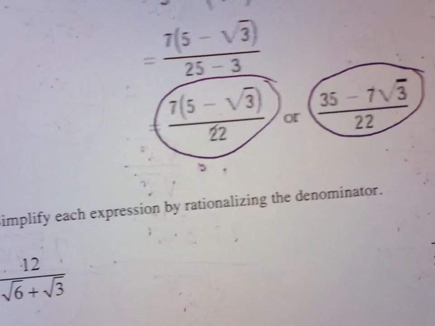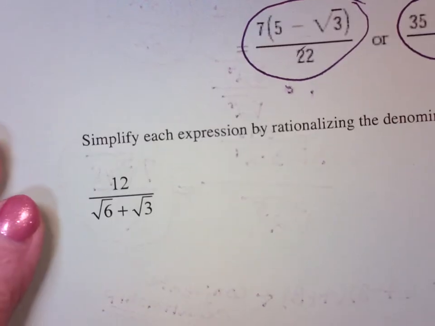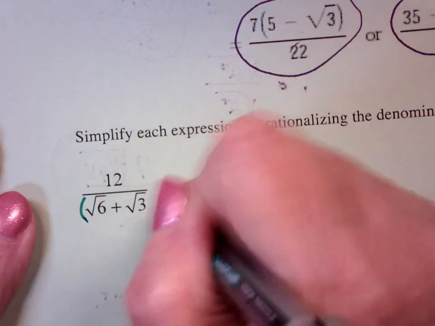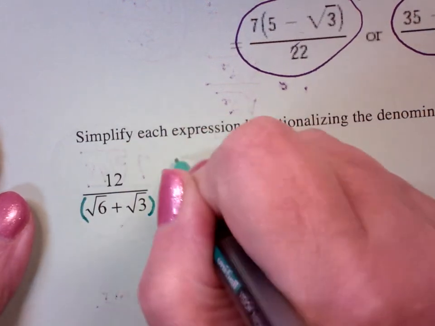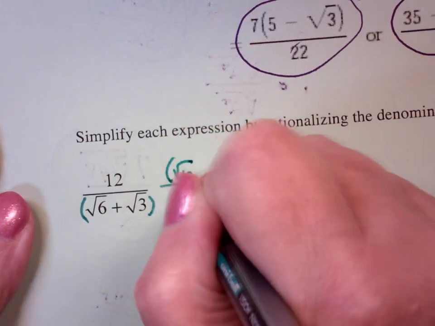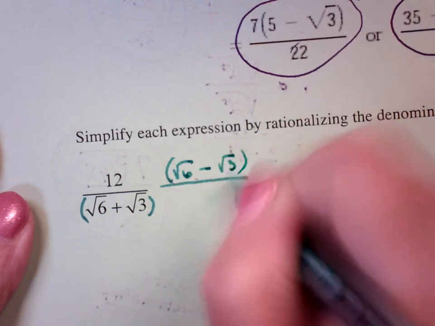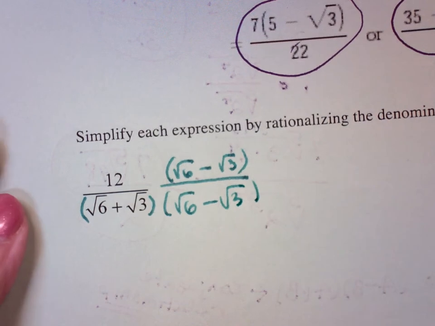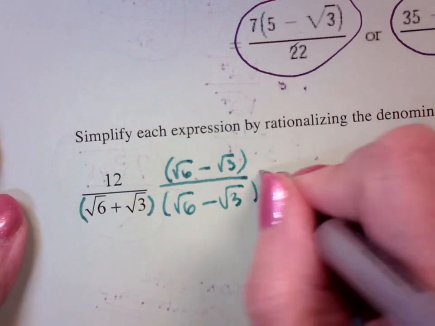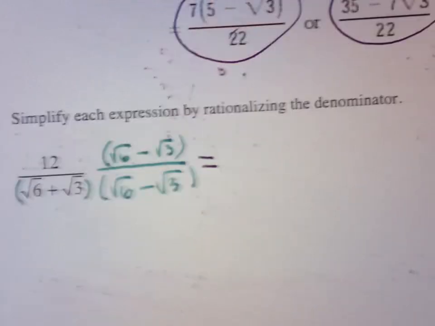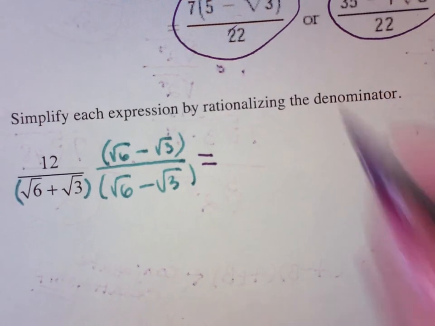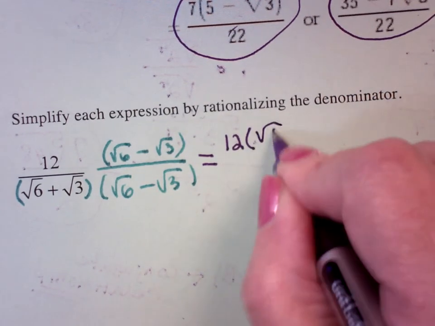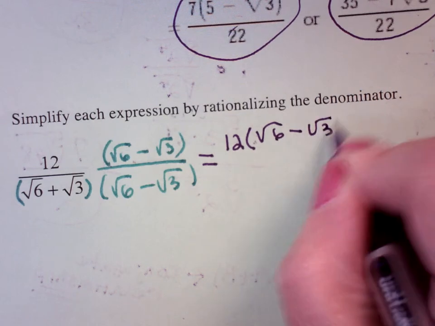So here we go. 6 plus the square root of 3. I'm going to use the conjugate, and the conjugate is the square root of 6 minus the square root of 3. Now, I'm going to leave the 12 on the outside right now. Square root of 6 minus the square root of 3.